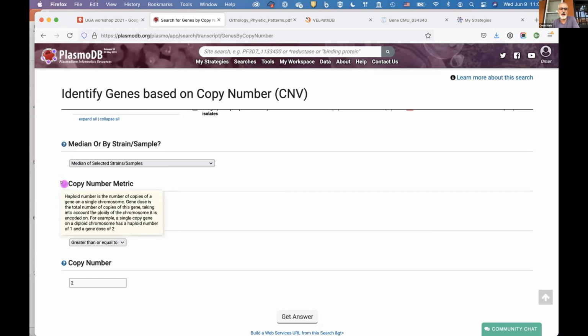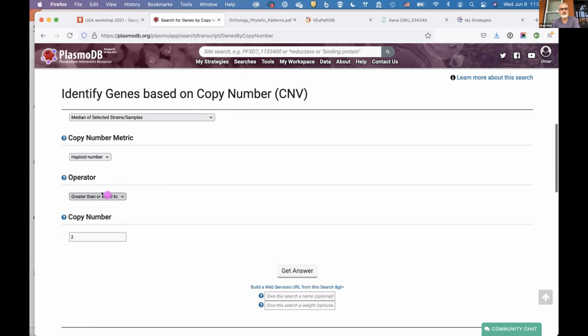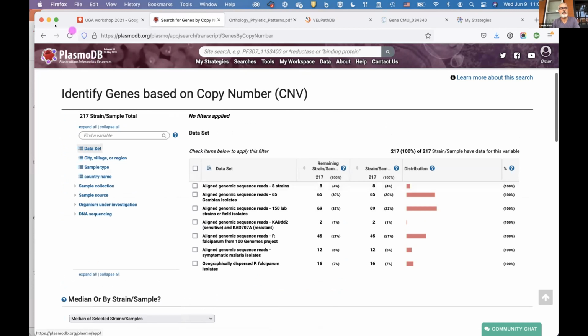Described here, you can see that the haploid number is really the number of copies within a single chromosome, and the gene dose reflects the total number of copies. So it takes into account ploidy of the chromosomes and so forth. And there's a really nice example: if you have a single copy gene on a diploid chromosome, it has a haploid number of 1 and a gene dose of 2. And then this is the operator. You're saying, I want the haploid number to be greater or equal to 2, or you can change it to any number that you wish, obviously.